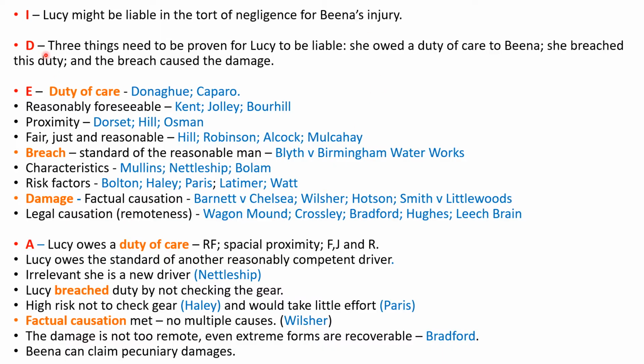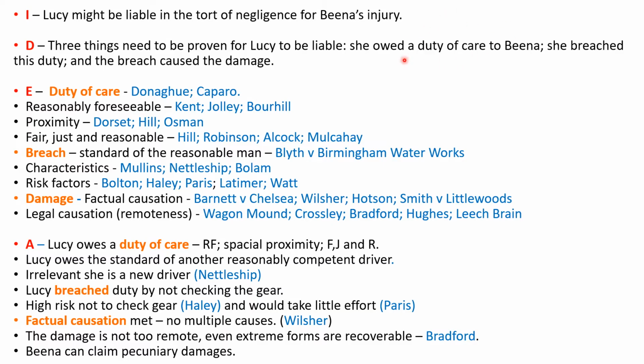So we now need to define this tort of negligence that we've identified in step 1. And we can say that 3 things need to be proven for Lucy to be liable in negligence. Firstly, she owed a duty of care to Bina. Secondly, that she's breached this duty. And finally, that the breach can be said to have caused the damage. So we're going to explain those 3 things. So your definition almost acts as like an essay plan for what's coming next.